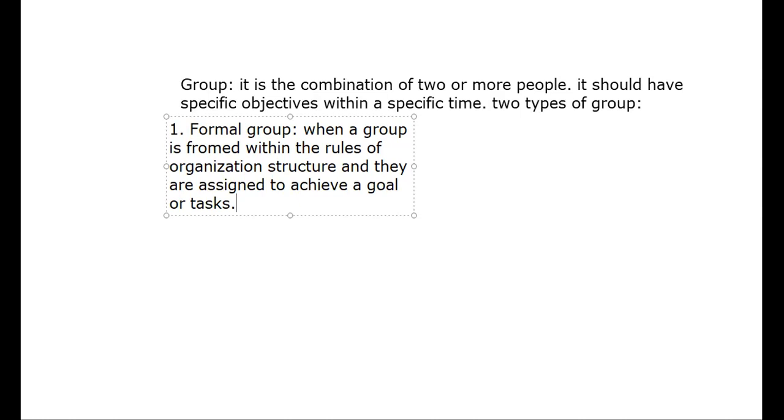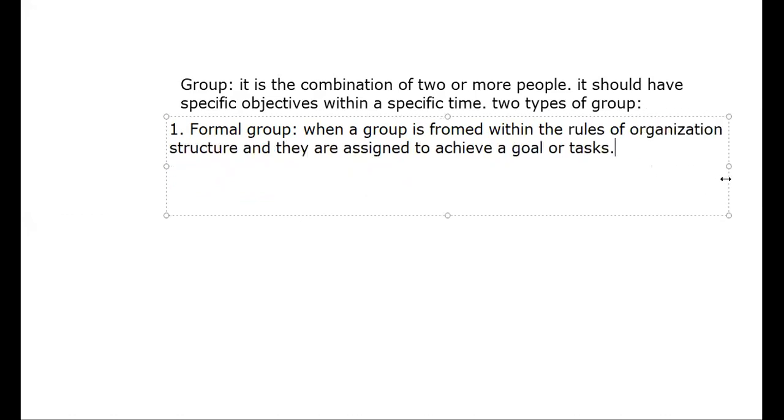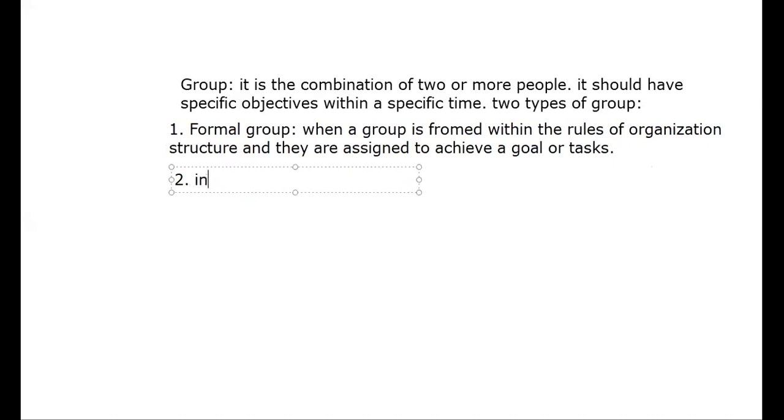One is formal. Formal groups are determined by organizational structure, that means role, relationship, rules, and hierarchy of the organization. And the second is that they should be formed to achieve some specific task or objective. After completing this task, they may not exist under the rules of the organization. So a formal group must be formed within the boundary of the organization. And the second one is the informal group.